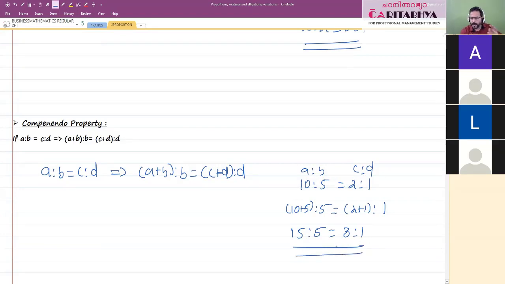Clearly. So componendo property: A is to B equal to C is to D. That implies A plus B is to B is equal to C plus D is to D.